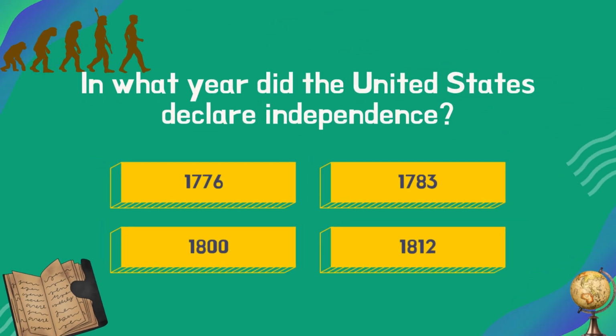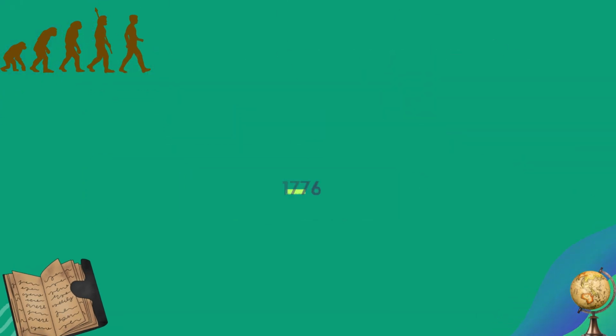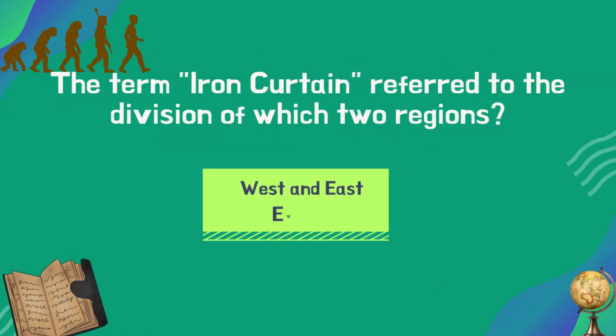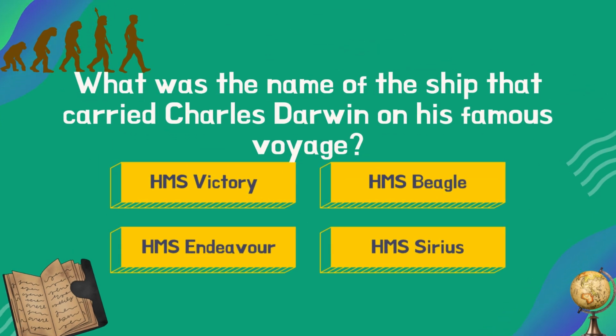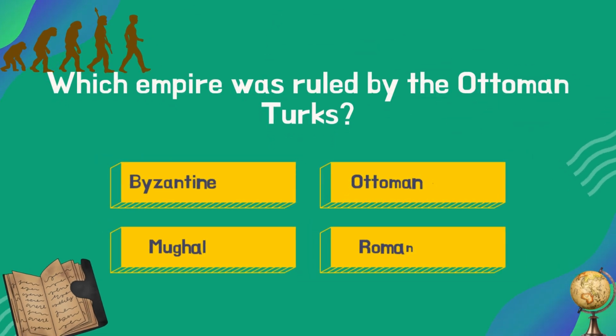In what year did the United States declare independence? The term Iron Curtain referred to the division of which two regions? What was the name of the ship that carried Charles Darwin on his famous voyage? Which empire was ruled by the Ottoman Turks?